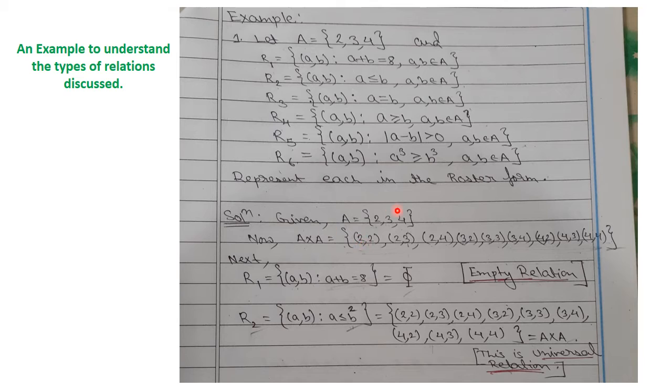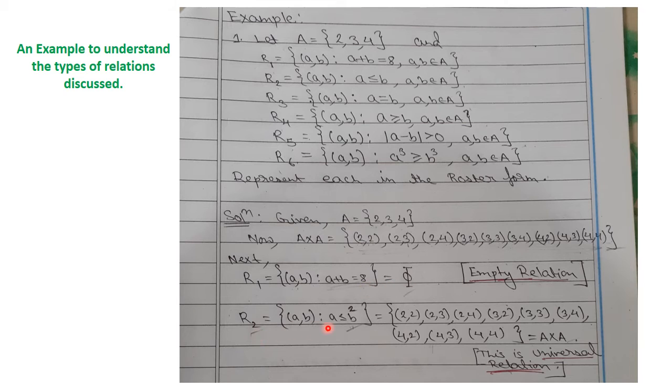So here we have A which has 2, 3, 4. Now I write down A cross A because I know that these are subsets of A cross A. So it would be easy for us to write down the elements for each relation. For the first, the sum of the first and second component should be equal to 8. But here we don't see any ordered pair which would satisfy this condition. Therefore R1 is a null set, so this is an empty relation.